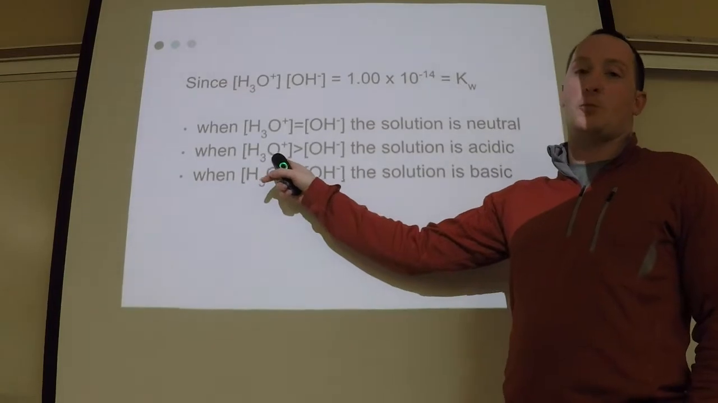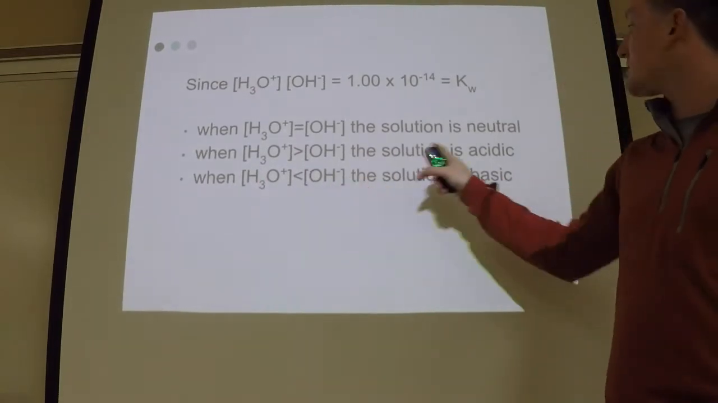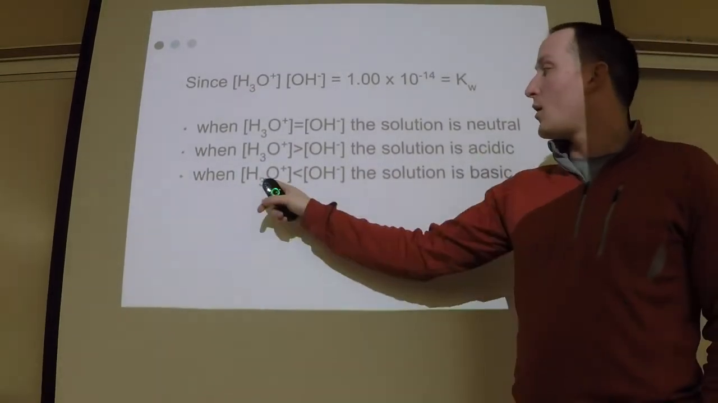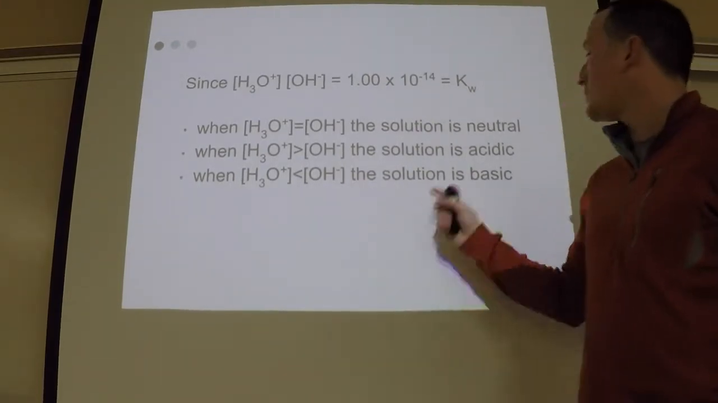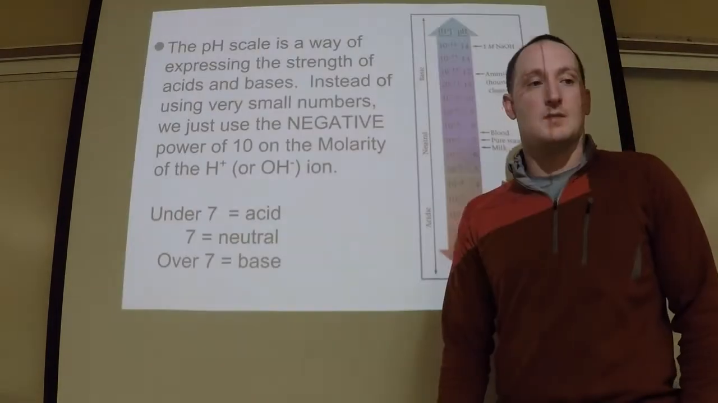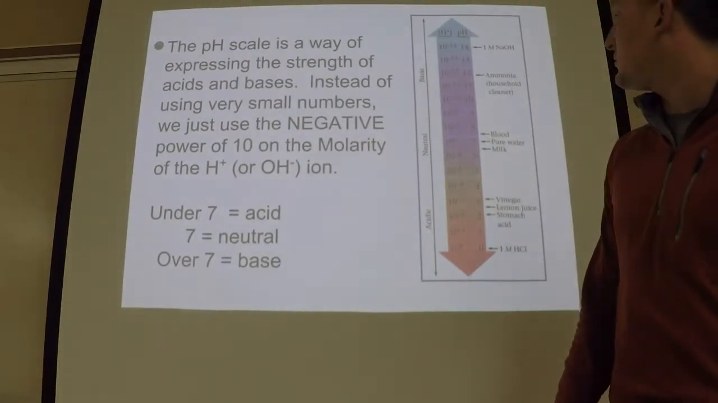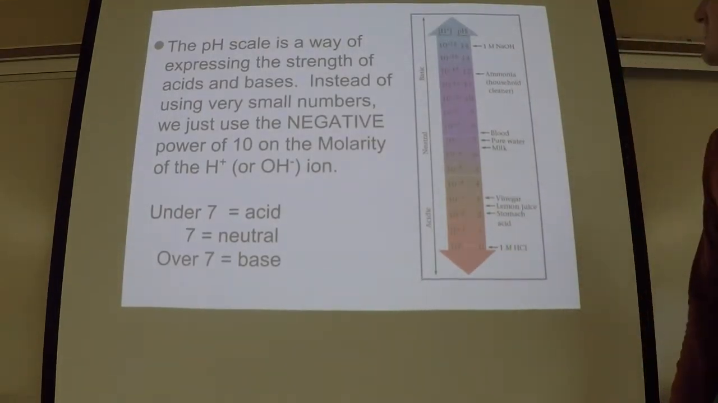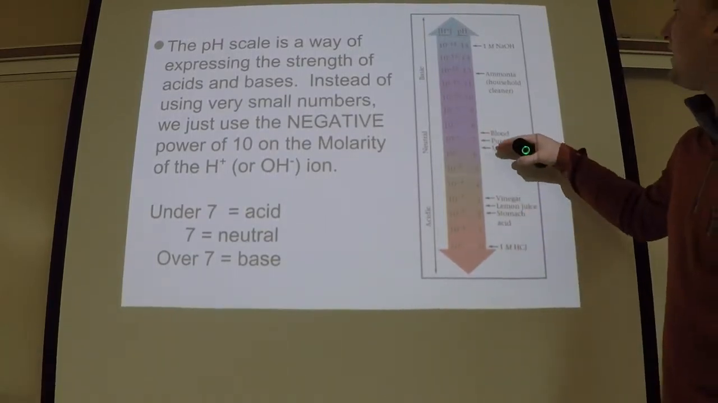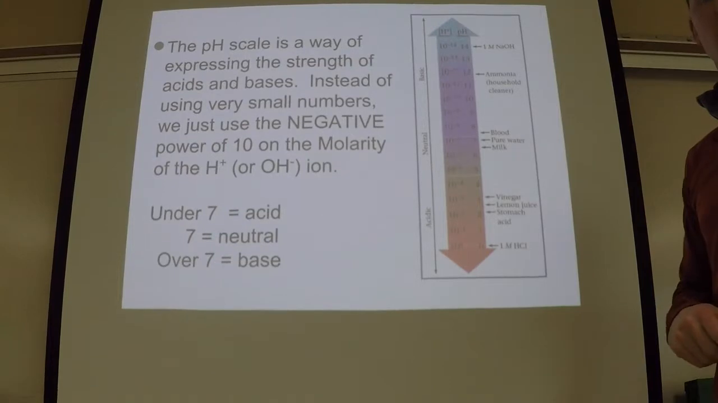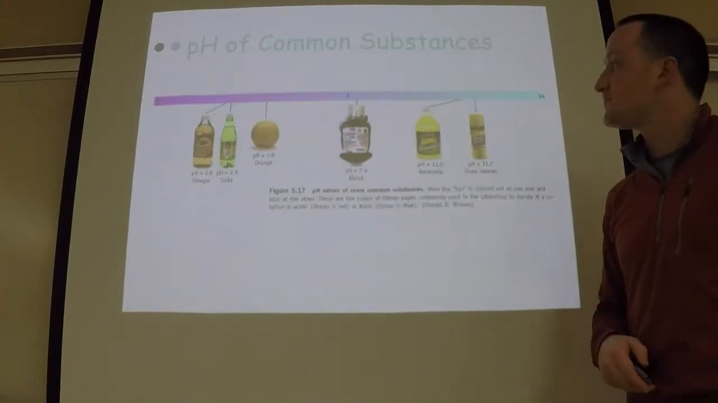Whenever our H3O plus concentration is greater than OH minus, we say that that's acidic. When H3O plus is less than the OH minus concentration, we'd say that that solution is basic. So here's a pH scale. You're probably used to seeing something like this. But basically anything below 7 we consider to be acidic, and anything above 7 we consider to be basic on the pH scale.